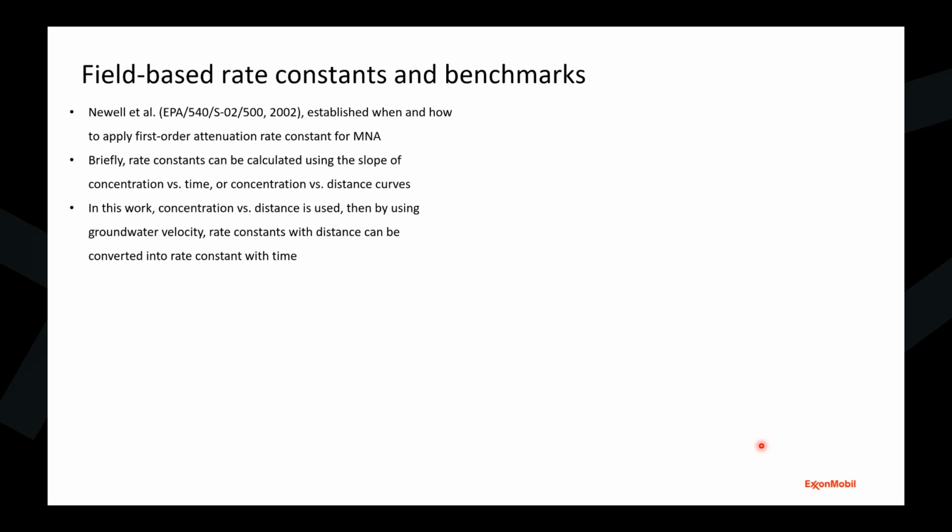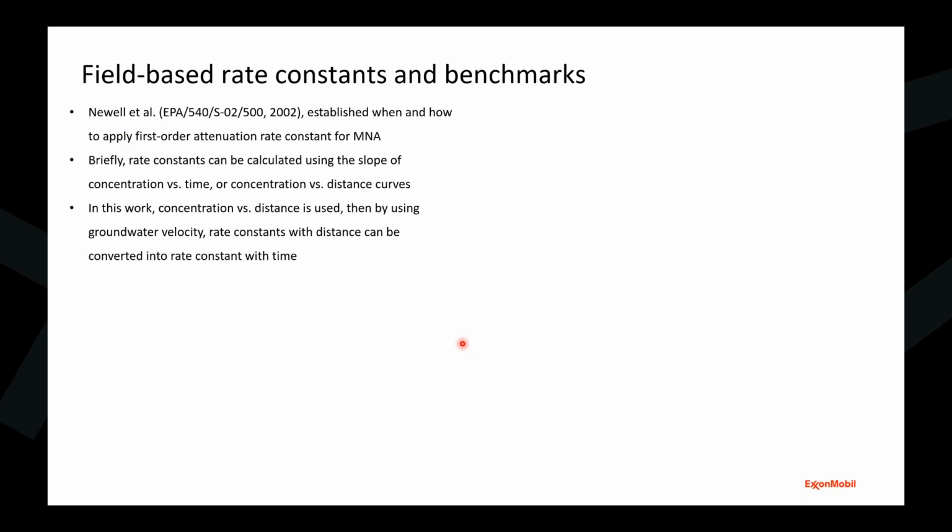So first of all, let's step back a little and try to understand what field-based rate constants are and what was the benchmark that we used for our study. In this study from 2002 from Newell et al., there was, not the first, but one of the first applications of rate constants for MNA. And it's a document with really lots of applicability, but in short, the rate constants are calculated as the slope of concentration versus time or concentration versus distance curves.